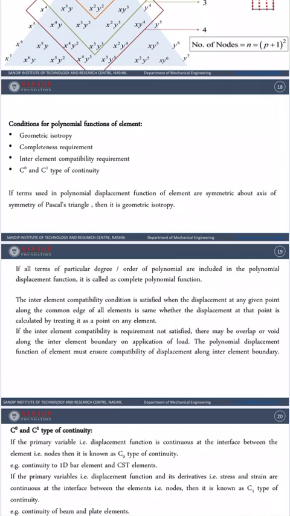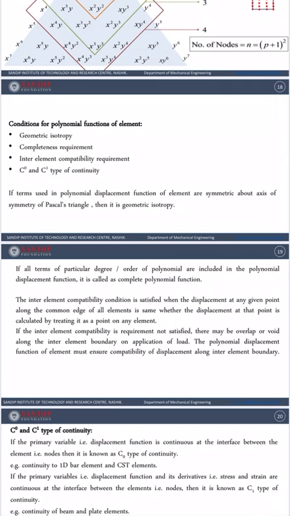Okay, now next one is what? Your geometric isotropy. This geometric isotropy is nothing but if the terms used in the polynomial displacement functions are symmetric about the axis of symmetry of the Pascal's triangle. As we know, Pascal's triangle is a symmetric triangle about its axis of symmetry. So if the terms used in the polynomial displacement functions are symmetric about the axis of symmetry of Pascal's triangle, then it is called geometric isotropy.